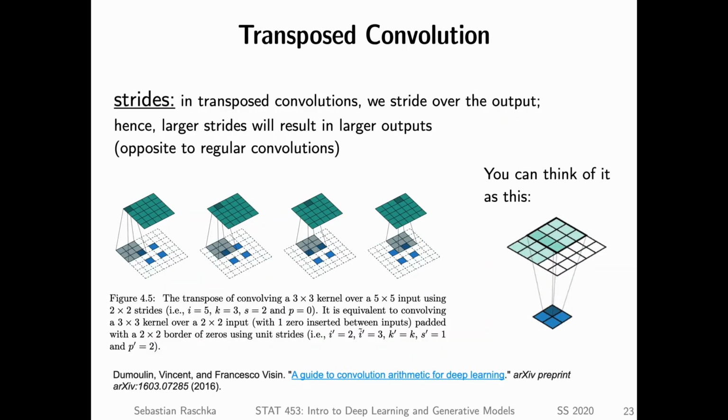What I was showing you in the previous slide was for a stride of 1. Now, what about making the strides larger? This is maybe a little bit counterintuitive, but it's exactly the opposite compared to a normal convolution. In a normal convolution, if we increase the stride, the output will be smaller, right? However, in a transposed convolution, if we increase the stride, the output will be larger. So we can think of it as striding over the output. Making a larger stride produces a larger output.